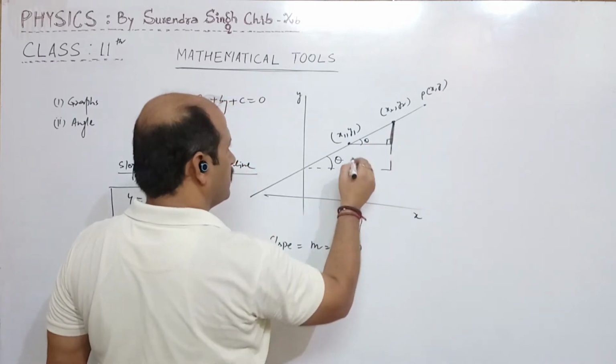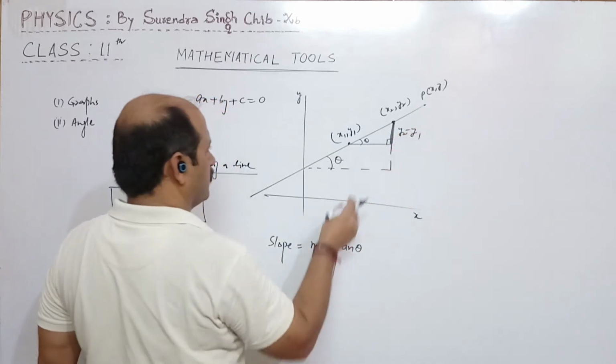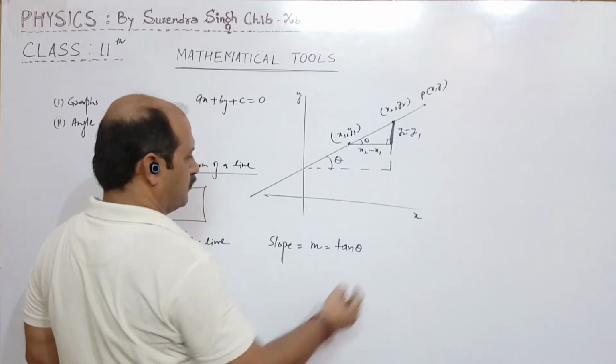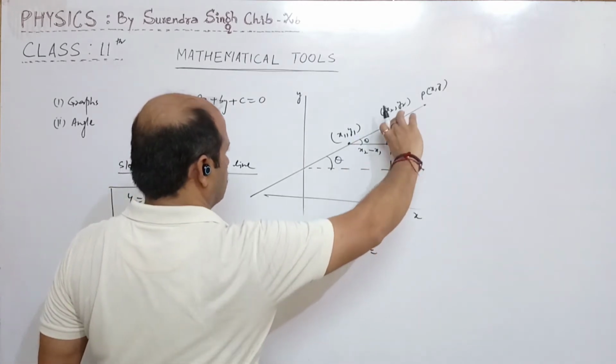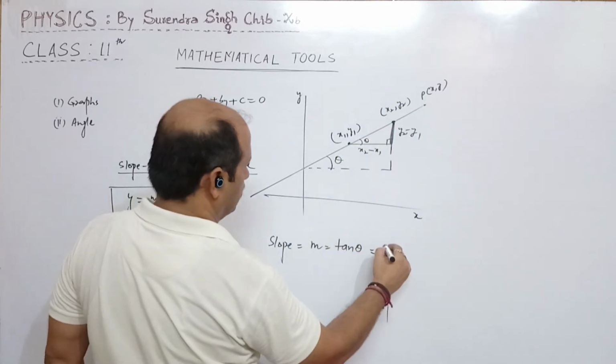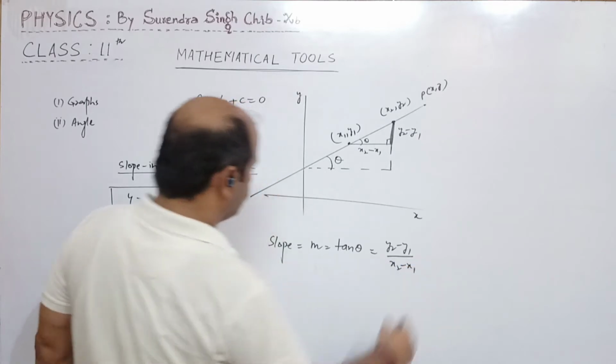This is 90 degree. ये distance कितना होगा? It is y2 minus y1. और ये distance कितना होगा? It is x2 minus x1. So what is tan theta here? Tan theta is perpendicular upon base. That is y2 minus y1 upon x2 minus x1.